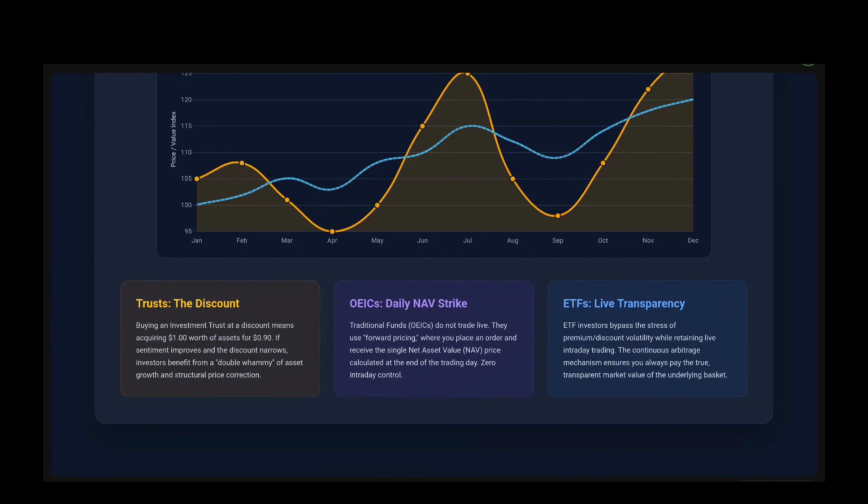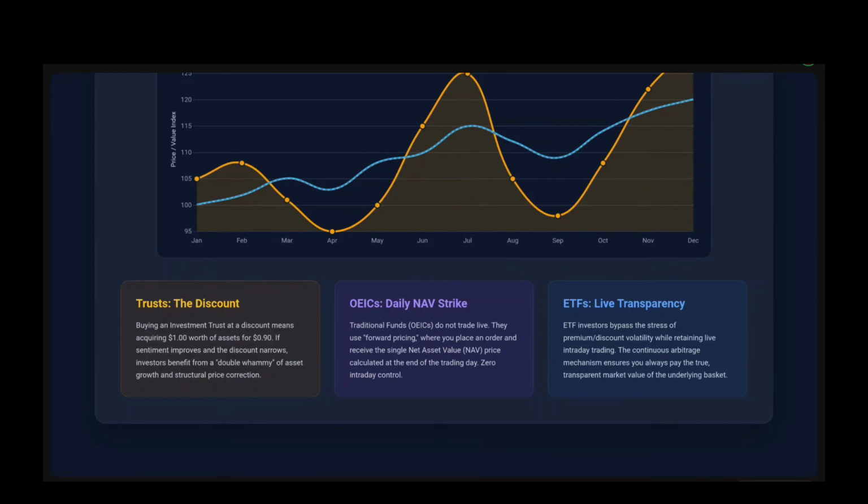And so if we categorize this a bit, the discount with trusts, so buying an investment trust at a discount means acquiring $1 worth of assets for 90 cents. If sentiment improves and the discount narrows, investors benefit from a double whammy of asset growth and a structural price correction. If we look at it from an OEIC's daily NAV strike, traditional funds do not trade live.